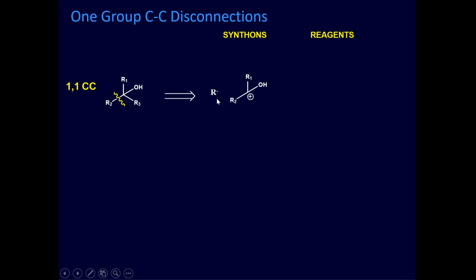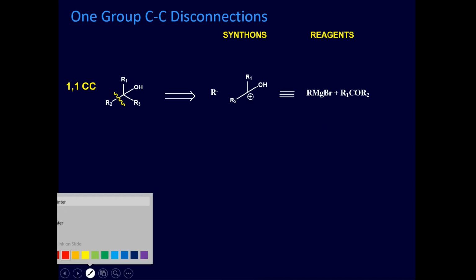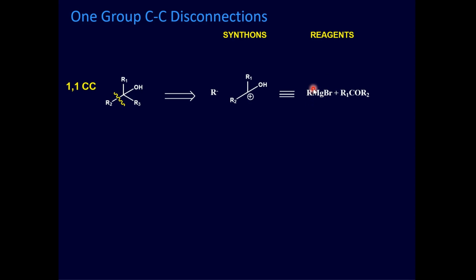For getting this R minus donor synthon, I can use Grignard's reagent, RMgBr. For getting this acceptor synthon, I can use R1COR2. As we know, in alkyl magnesium halide, the Grignard's reagent, the alkyl carbon is attached to magnesium. As magnesium is more electron rich as a metallic compound, it donates electrons to the R. As it donates electrons to the R, it becomes R minus.